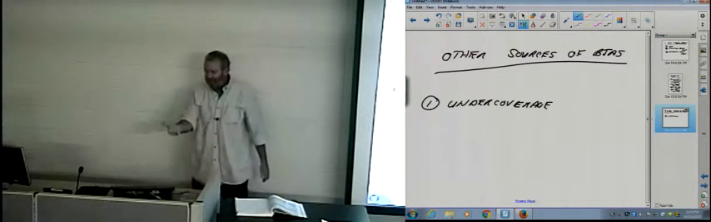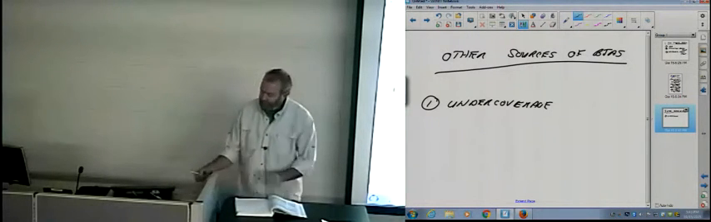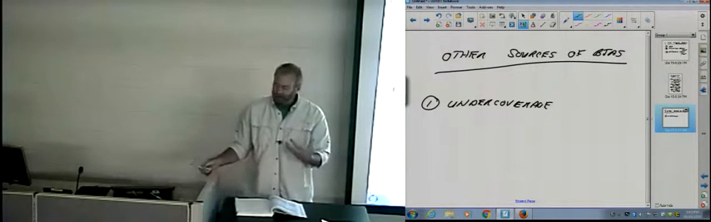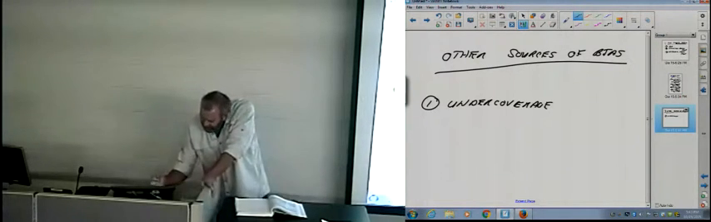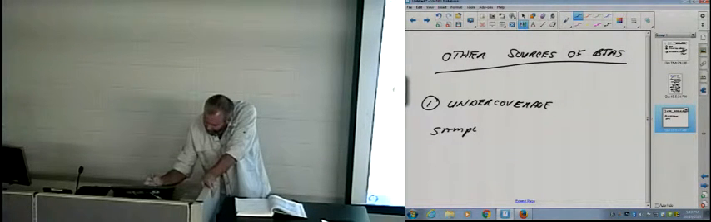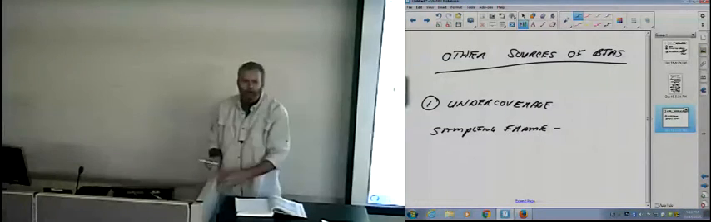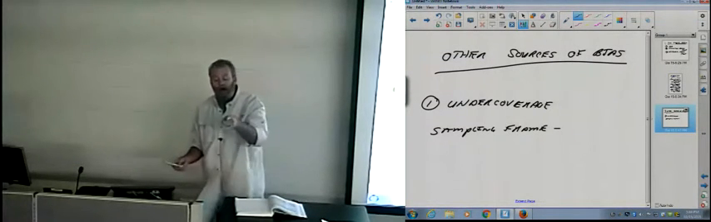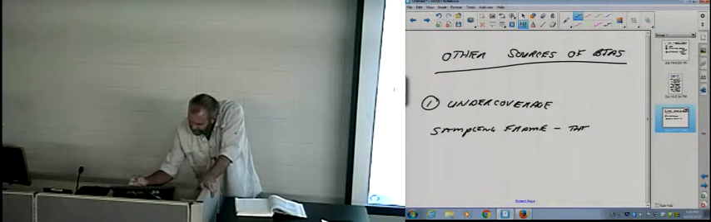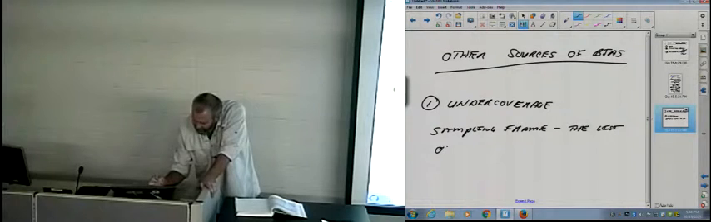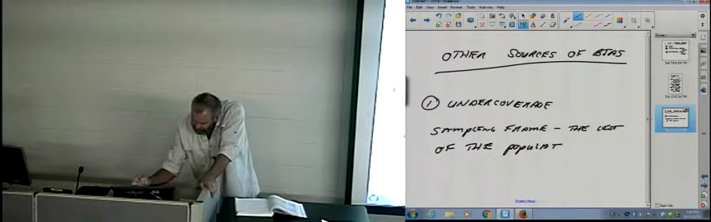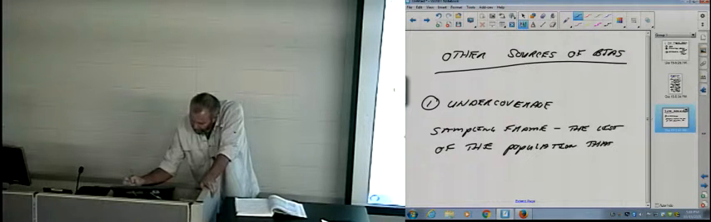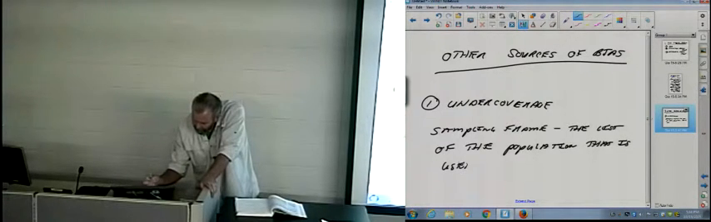Now, before I tell you what that undercoverage means, I've got to give you a definition, all right? I could have given it to you before, but it always comes to my mind at this point when we're talking about undercoverage. Sampling frame. When somebody's talking to you about the sampling frame, what they're talking about is the list of the population that is used to choose the sample.